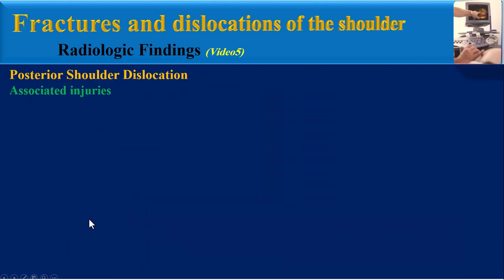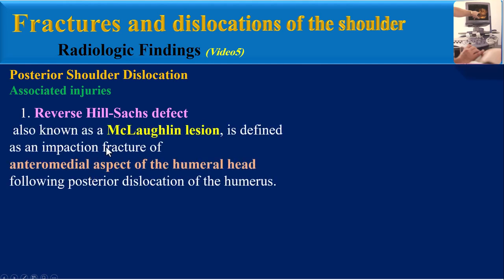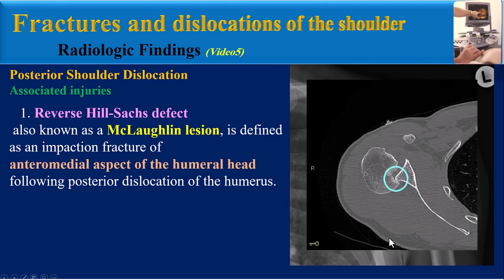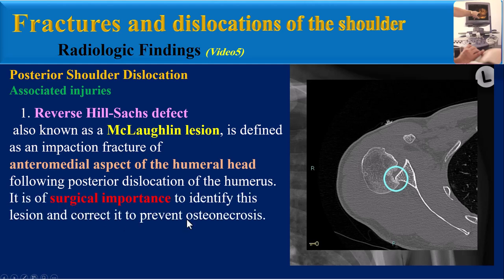Associated injuries. The first one is the reverse Hill-Sachs defect, also known as McLaughlin lesion, which is defined as an impaction fracture of the anteromedial aspect of the humeral head following posterior dislocation of the humerus. This axial CT image shows an obvious reverse Hill-Sachs defect, as you can see here. It's of surgical importance to identify and correct this lesion to prevent osteonecrosis.